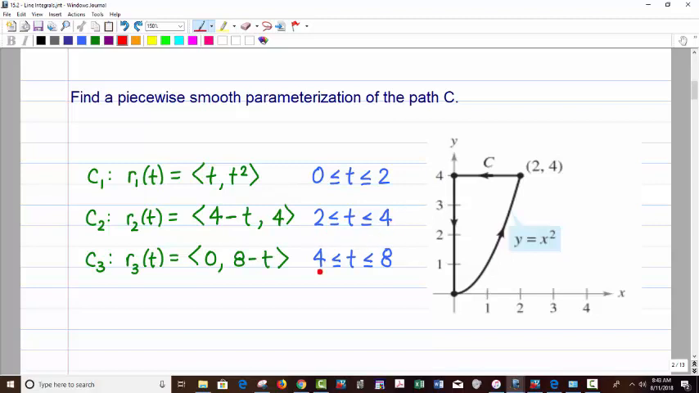Now, for the next one, I have to pick up at 4 again. And as I'm going straight down the y-axis, I know that x is always going to be 0, but the y will vary. So since this is going downhill, I know I'm going to have a minus t instead of a plus t. It'll be a minus t. Now I've got to figure out how to get this number in front. How do I figure that out?